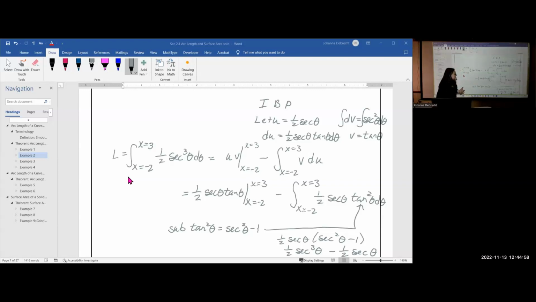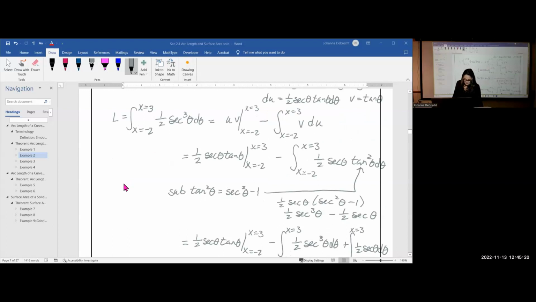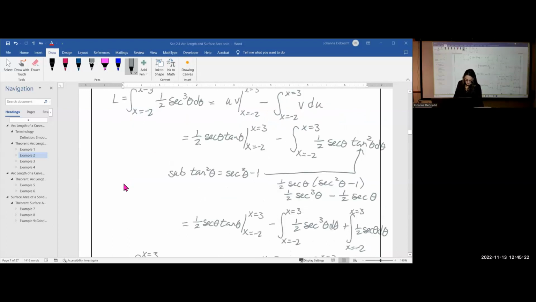I did, pretty much. So what we're going to do is, because that's an even power of tangent, we want to get to all secants. So we're going to replace tangent squared with the Pythagorean identity secant squared minus 1. So when we replace that and multiply it out, we get 1/2 secant cubed of theta minus 1/2 secant of theta. So now we've got this part right here.